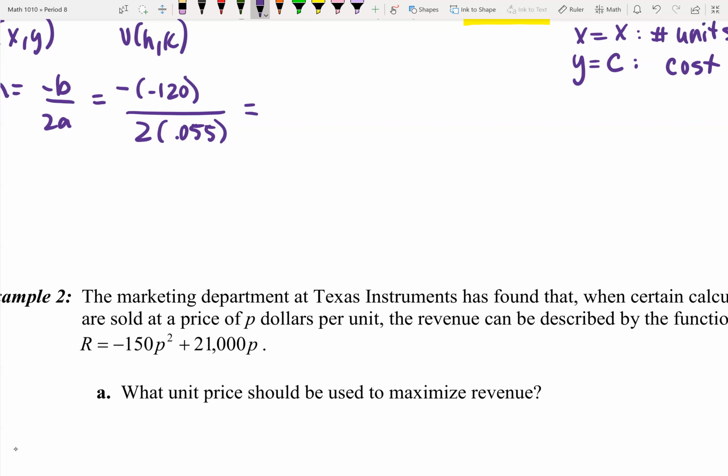Grab your calculator. Every person in the room, I want your calculator in your hand, because people do this wrong. So I want to make sure we do this right. Everybody go 120 divided by 2 times 0.055. Hit enter, and you get 3.3. And that's wrong.